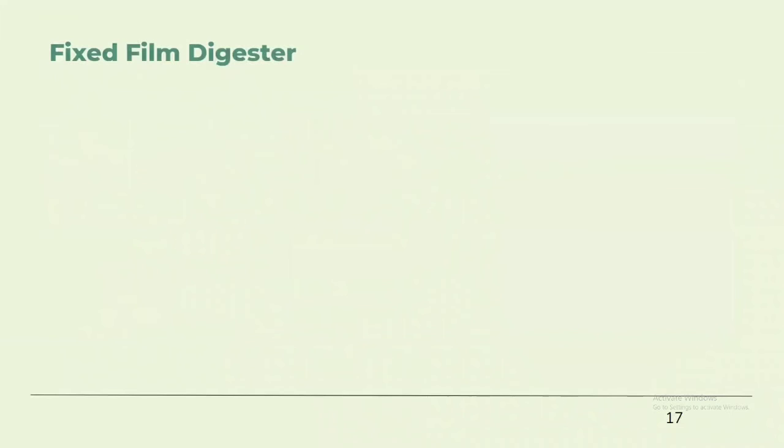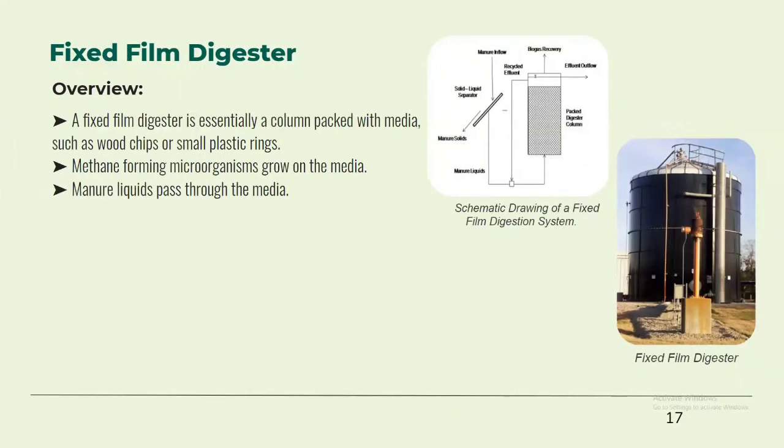Now we are going to talk about fixed film digester. This kind of anaerobic digester is essentially a column packed with media such as wood chips or small plastic rings. Methane forming microorganisms grow on the media. Manure liquid passes through the media.